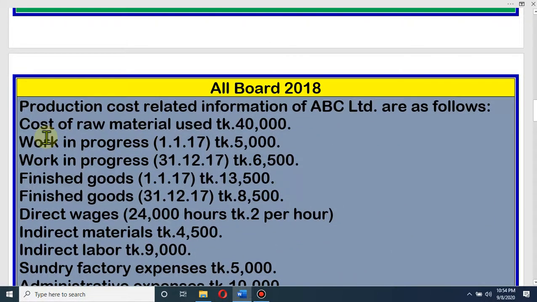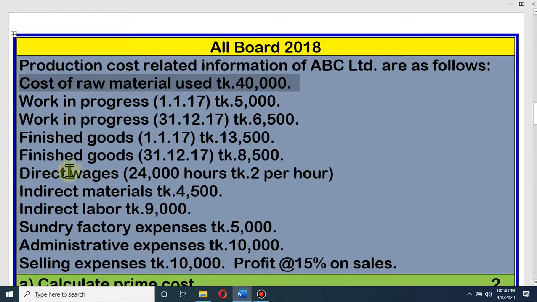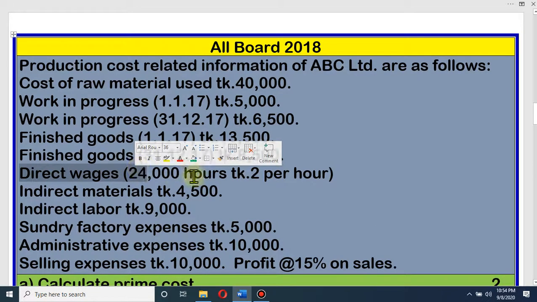Dear student, here we have cost of raw material used 40,000. That means direct material is 40,000. Then we have to find out direct labor. Look at work in progress, finished goods. Yes, direct wages: 24,000 hours, 2 taka per hour. That means for finishing this material we have to pay 2 taka per hour wages, and total working hours were 24,000. That means 24,000 into 2, we have to give wages 48,000.